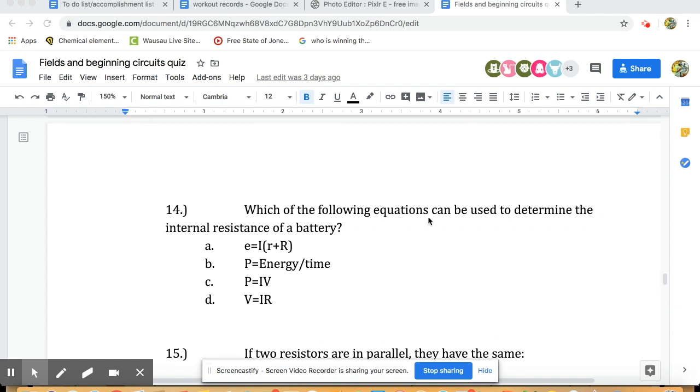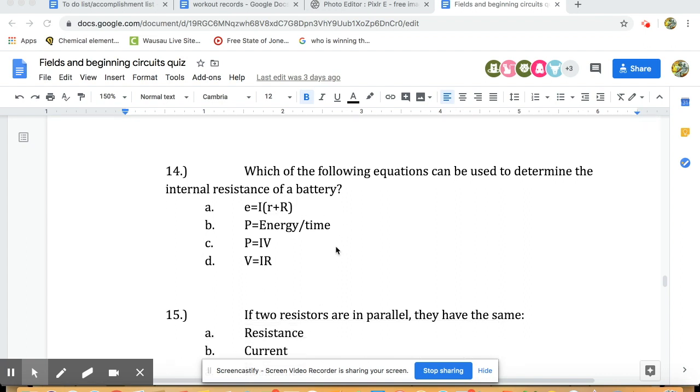Which of the following equations can we use to determine the internal resistance of the battery? Well, internal resistance is little r. So basically, we need to look for an equation with little r in it. It's going to be this one, where the EMF of the battery is equal to the current times resistance, which is basically Ohm's law, but more detailed because this little r is internal resistance. Since this is the only one that has little r in it, we're going to use equation A.